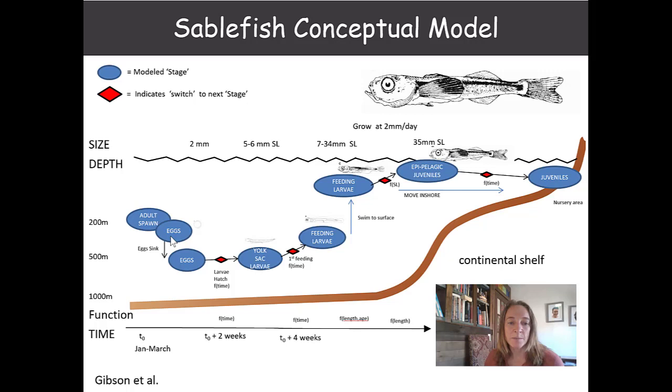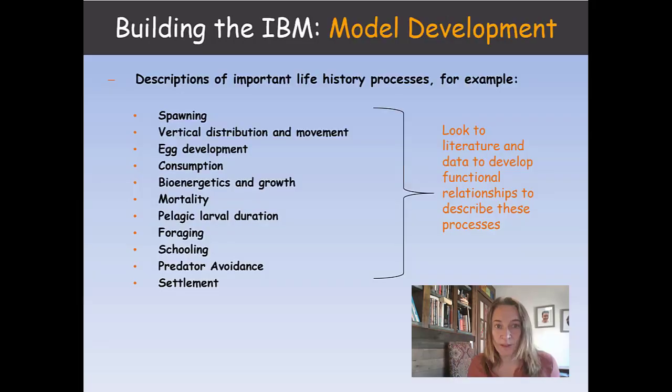I only followed each individual from its spawning time as an egg until it successfully settled in a nursery area. So as we continue to develop our IBM, we need to find ways of adequately simulating each of the processes important to your individual. For example, how are you going to simulate spawning? How are you going to simulate egg development, consumption, growth rate, mortality? And for each of these processes, we essentially need an equation that describes the changes we'll see in our individual.